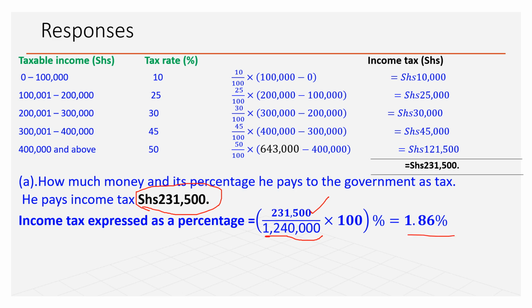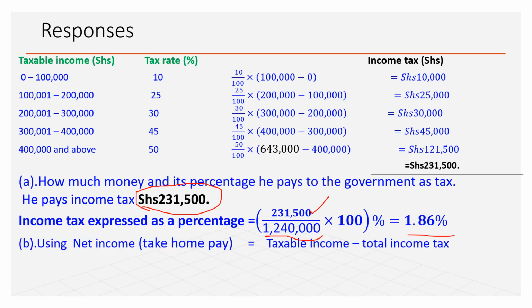it's giving us 1.89%. So be careful here, they actually never wanted us to express the net income, rather they wanted us to express the income tax he pays to the government. So you need to be careful with that. We need to be careful with the scenarios.